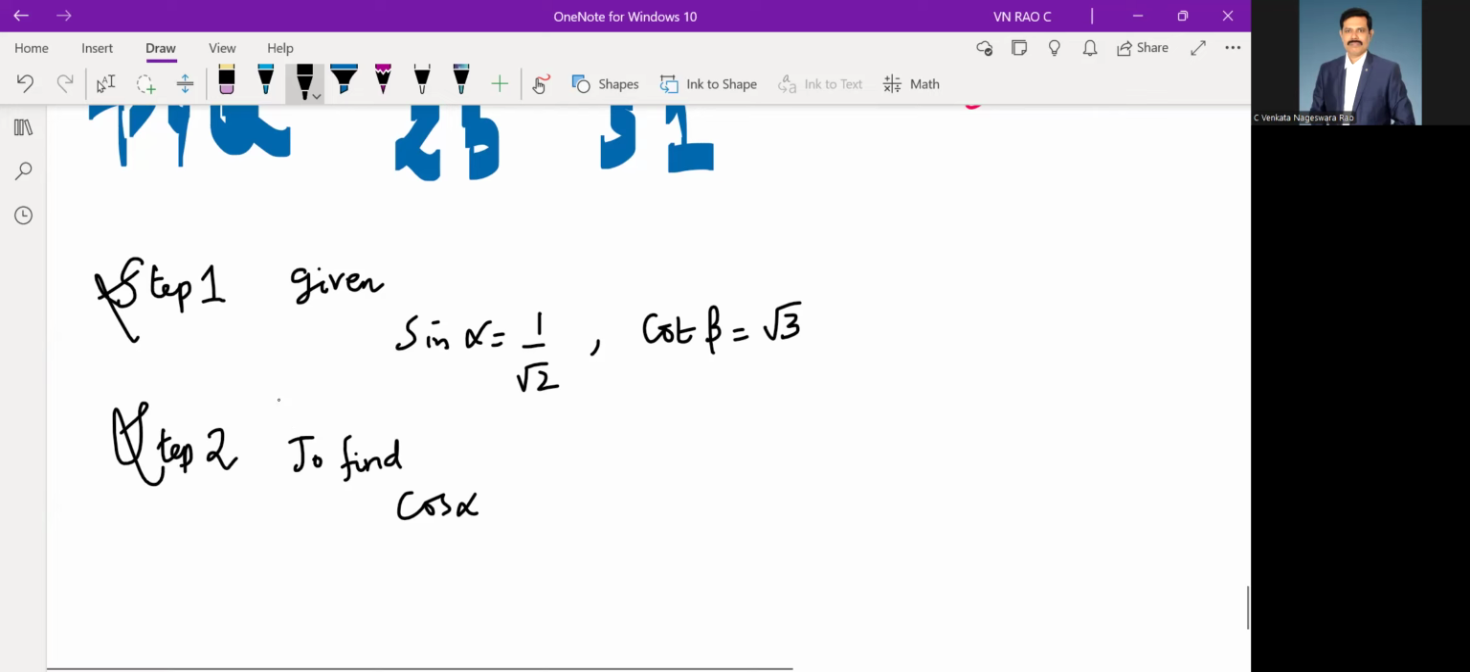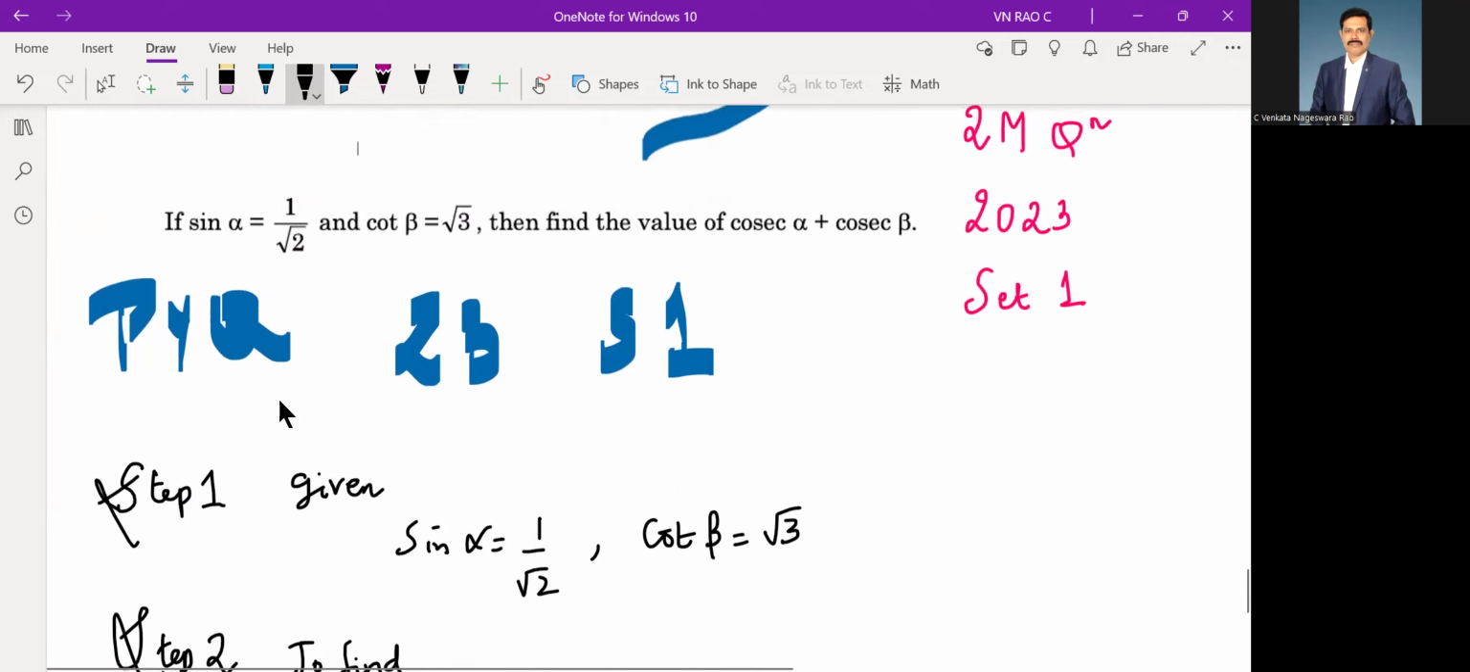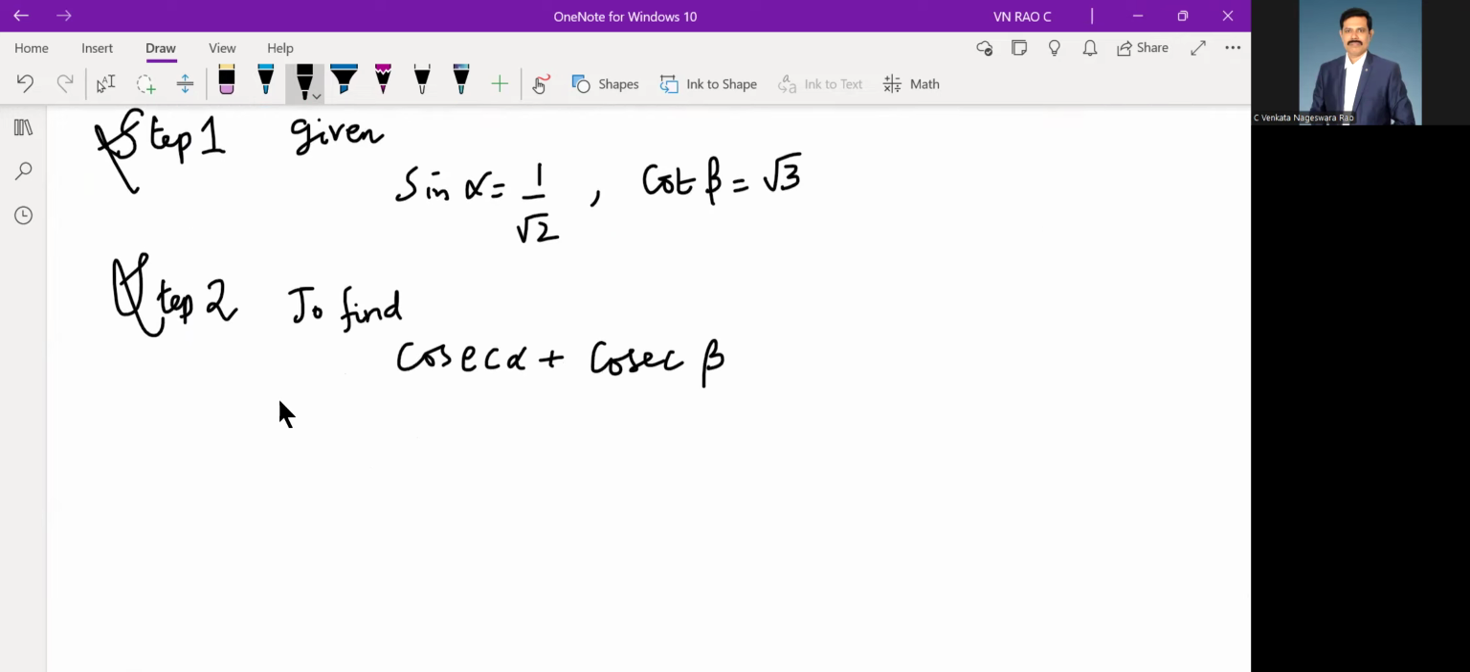cosecant alpha plus cosecant beta. So this is what we need to find. So we'll go with the step 3.